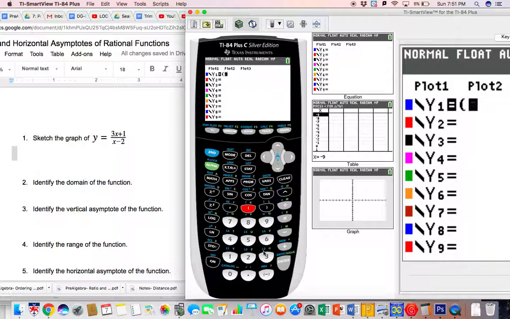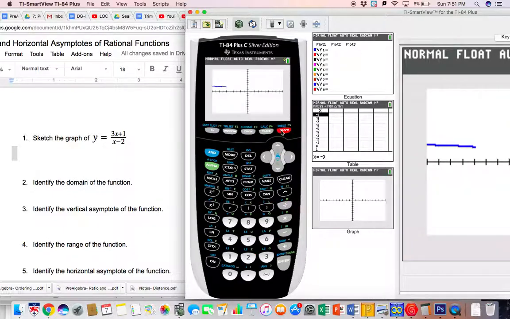All right, so let's go ahead and type that in. We have 3x, and the x is right here, plus 1, and then we close that parenthesis to group the numerator, over, open another parenthesis, x minus 2, and we close that. Now we graph it, and it should come up showing two asymptotes, a vertical asymptote and a horizontal asymptote.